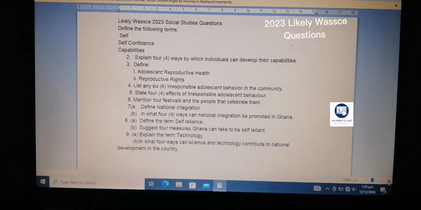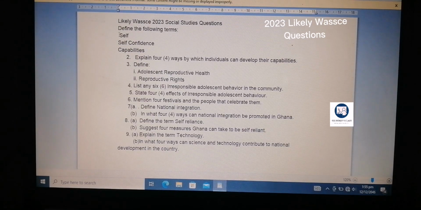You're welcome once again. So the first question says we should define the following terms. And the first one is self. So what is self? Now self refers to the whole being of an individual, taking into consideration his or her physical or psychological abilities as well as nature.